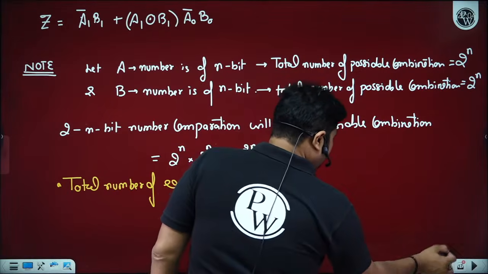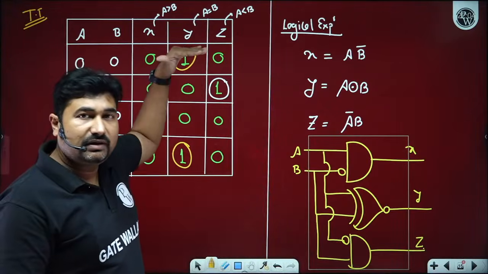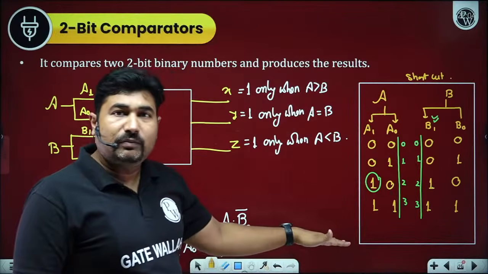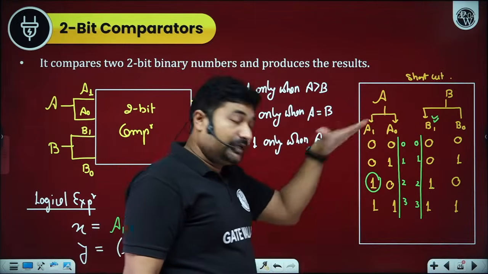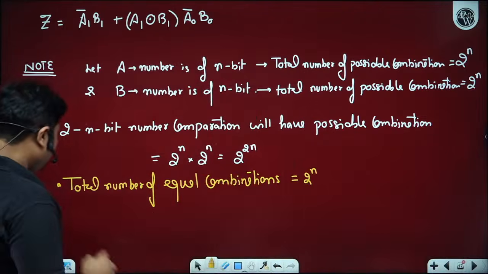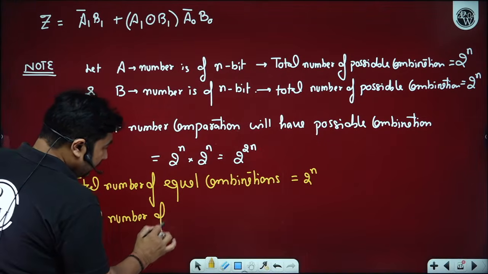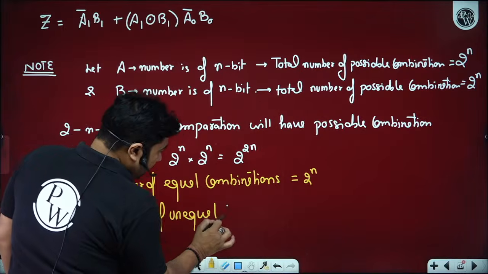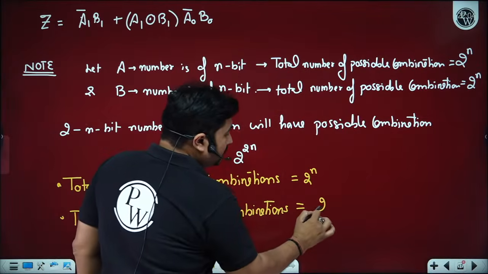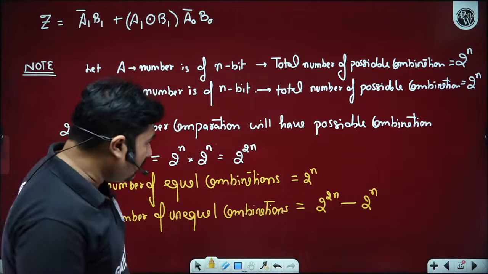For a 1-bit comparator we have 2 combinations possible. For 2 bits we have 4 combinations possible. For 3 bits we have 8 combinations possible. So for n bits we have 2 to the power n combinations possible. If we talk about the total number of unequal combinations, it will become 2 to the power 2n, the total number of combinations, minus 2 to the power n combinations.